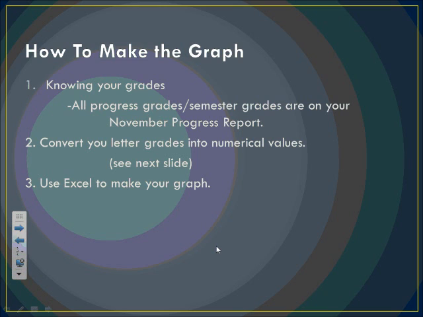So in order to make the graph, you've got to do 3 things. 1, you've got to know all your grades. Your November progress report, which was sent home to your parents and emailed to you, and of course your advisor can get you a copy of it, will have all of your progress grades and semester grades. The only thing that will be missing from that is your final grade, which will be available after November 6th.